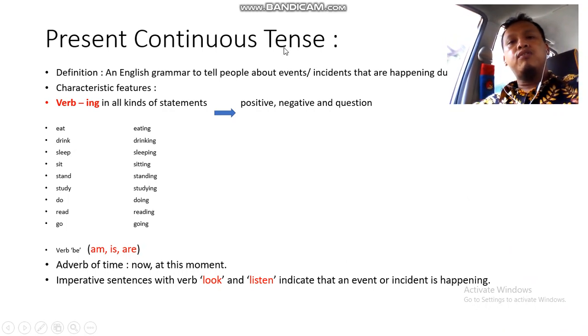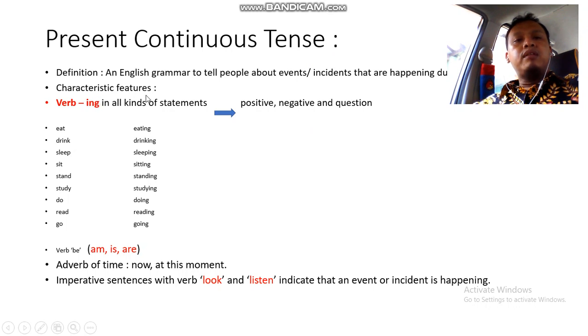What is present continuous tense? Present continuous tense is an English grammar to tell people about events or incidents that are happening during the talk. Remember, the events or incidents should be happening during the talk. Once again, the events or incidents should be happening during the talk. So you use this tense.